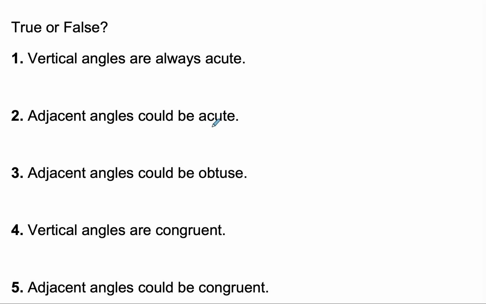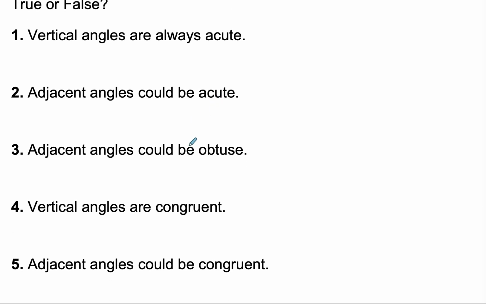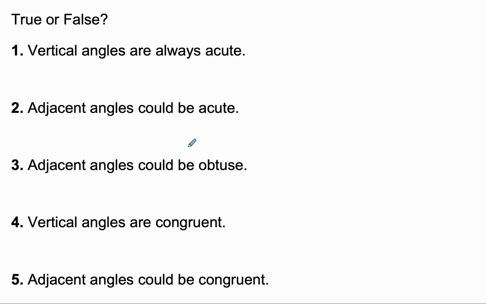All right, and our last one, true or false. Go ahead and pause the video and answer each one of these on your own, true or false. Okay, let's check our answer. True or false? Vertical angles are always acute. That one is false. They could be right, they could be obtuse, they could be acute, doesn't matter.